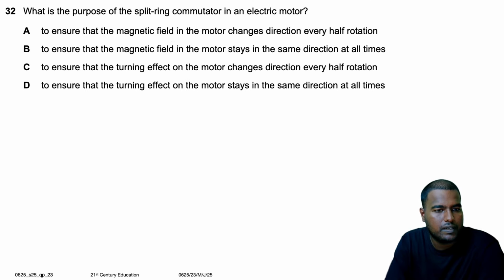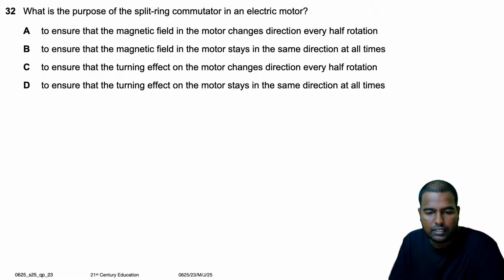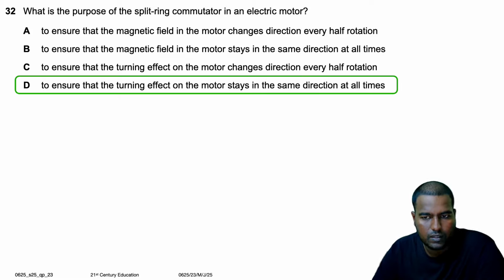What is the purpose of the split commutator in an electric motor? To ensure the turning effect of the motor stays the same in direction, despite the alternating current, the polarity changes every half cycle. D.